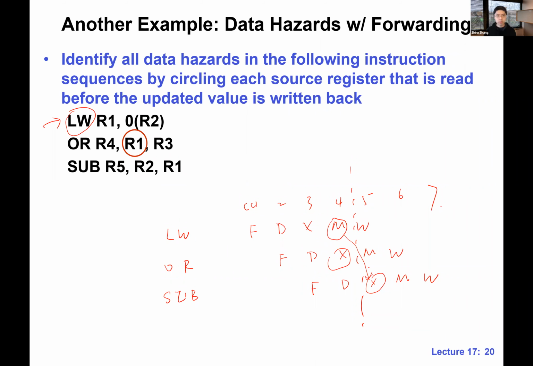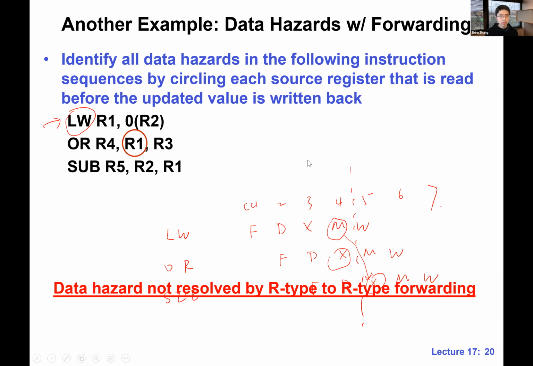Of course, if all of these are just R-type, just and, or, sub, those are fine. Forwarding can solve them, because all the results are produced at the EX stage, and all of them are used in the EX stage. So that's where we can always forward. But this is a different scenario where the result is produced at the memory stage, and for this one we cannot forward anymore. But let's build the path. For this one first, we do want to resolve as many hazards as possible.